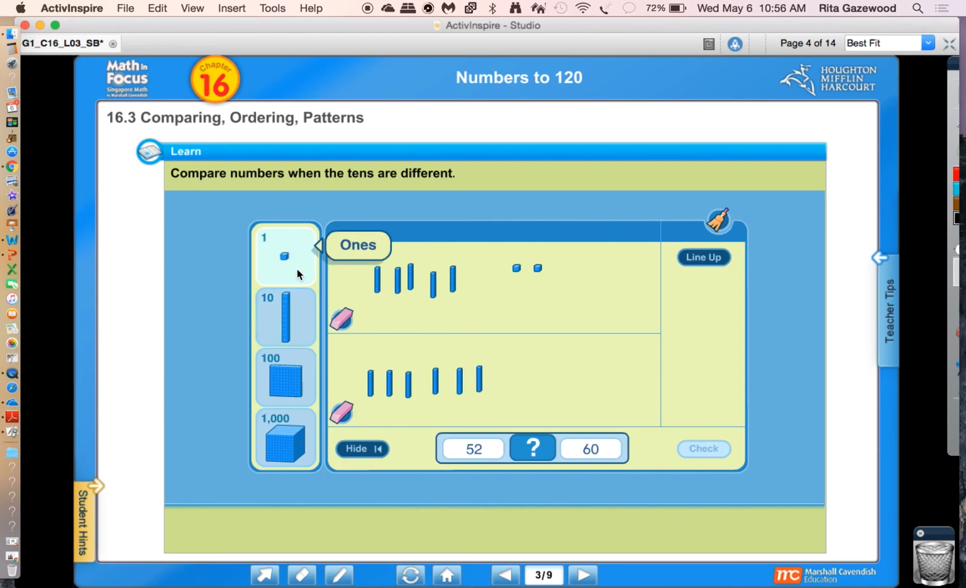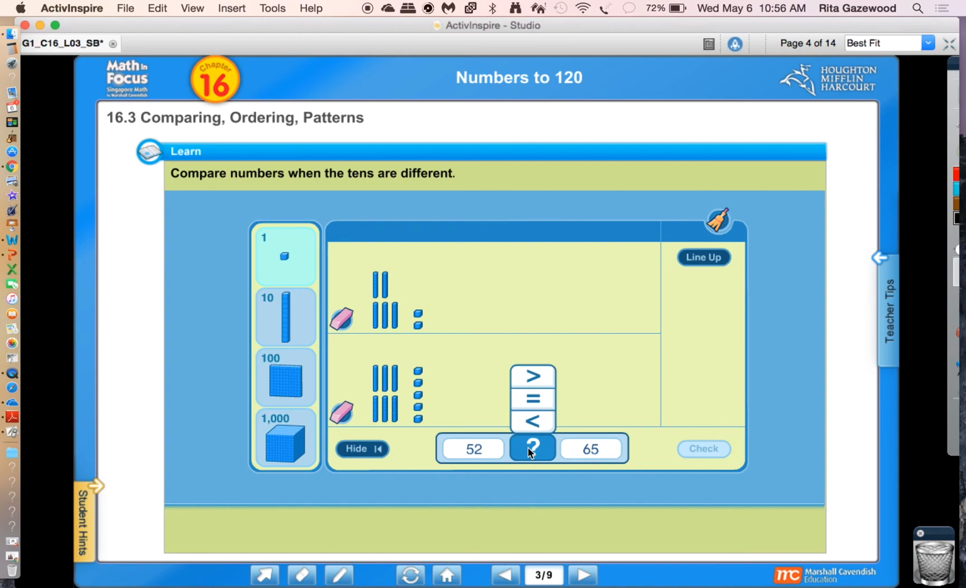I have 6 10s and 5 1s, which makes the number 65. Again, I'm going to line them up because I find that easiest. It's so clear to me that this has more 10s. So how would I say that? 52 is greater than 65, 52 is equal to 65, or 52 is less than 65.